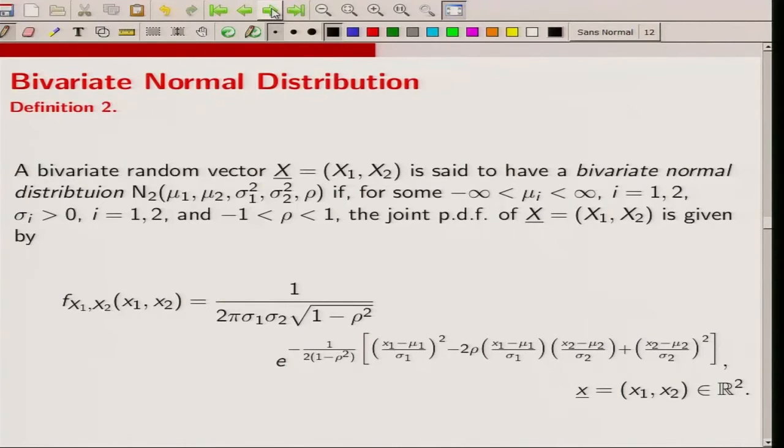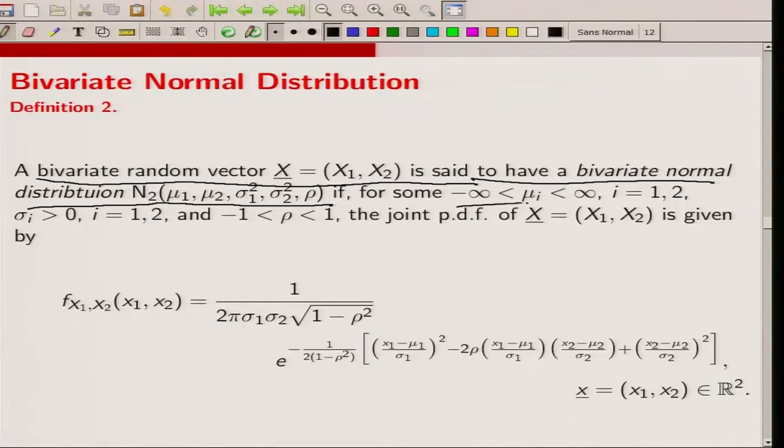Now, let us talk about the bivariate normal distribution. I will introduce the bivariate normal distribution through its probability density function. A bivariate random vector X = (X1, X2) is said to have a bivariate normal distribution, which we denote by N2. It has 5 parameters: mu1, mu2, sigma1, sigma2 and rho.